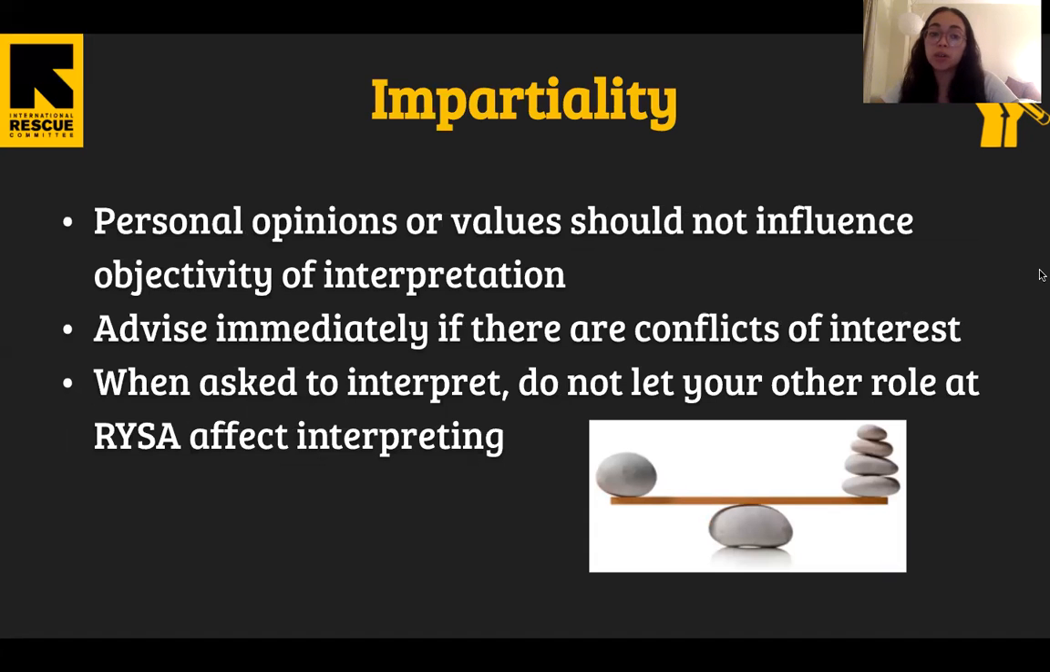Impartiality. Personal opinions or values should not influence objectivity of interpretation. Our thoughts and opinions should not have any value in what is being shared in the conversation. We should advise immediately if there are conflicts of interest or potential conflicts of interest, meaning we should not be interpreting for close family friends or any other conflict of interest areas like that. When asked to interpret, do not let your other role at RYSA affect interpreting, meaning we want to focus our role as an interpreter and making sure we can communicate messages from both parties accurately.